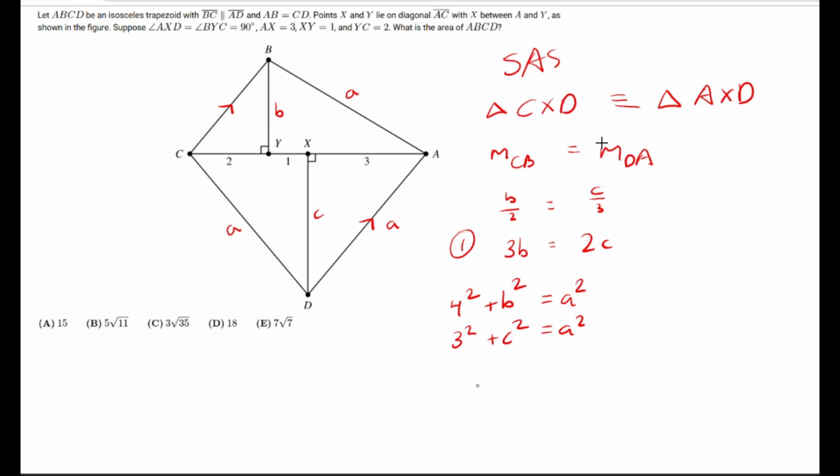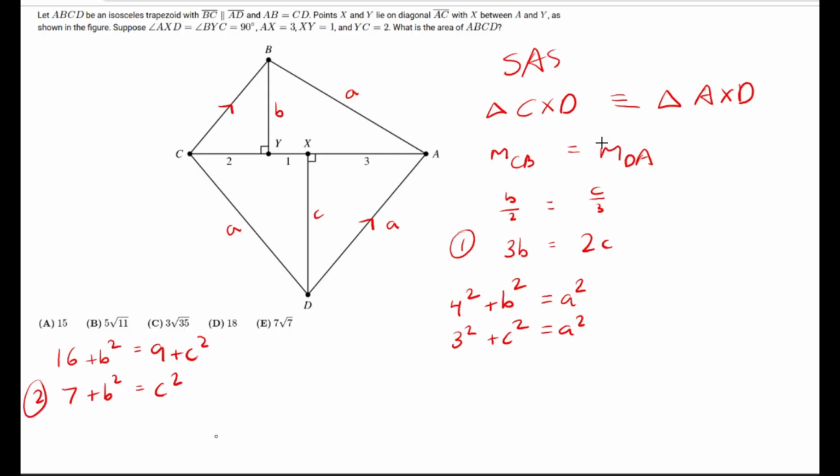So these are both equal to the same thing, so they must be equal to each other. So let's do it over here. Get some space. 16 plus B squared equals 9 plus C squared. Subtract both sides by 9. 7 plus B squared equals C squared. Okay, that's equation 2. 2 equations, 2 unknowns. By now you don't really need to watch the video anymore. Just solve the thing. If you are watching, there's a pretty good way to do this, I think.